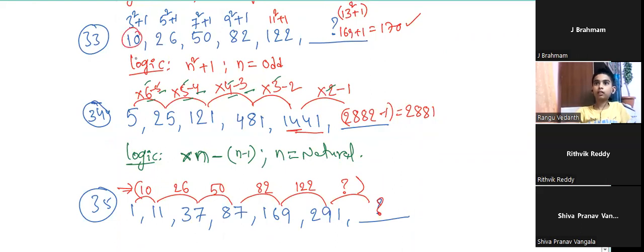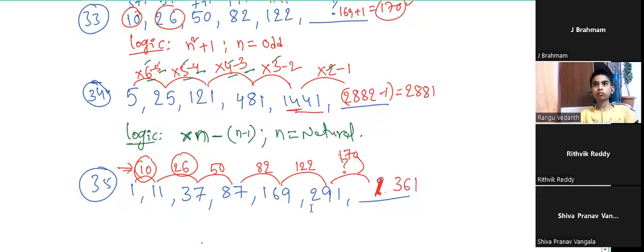See, this one is 10, 26, 50, 82, 122, consecutive odd numbers. What should be the next difference here? 13 square plus 1, or 170. Now we have to add this 170 to 291 to get our answer. 170 plus 291 is 361. That's your answer. Okay.